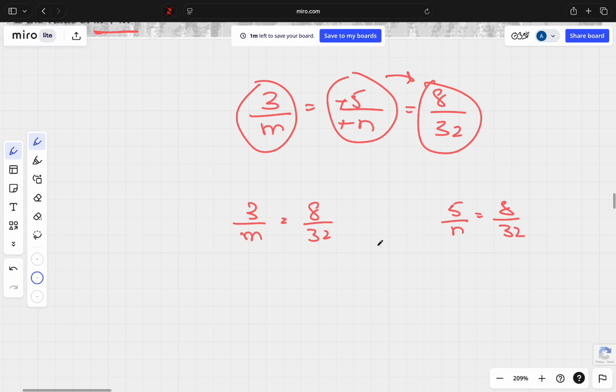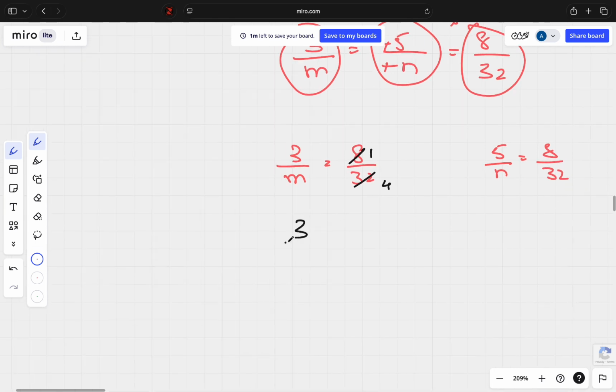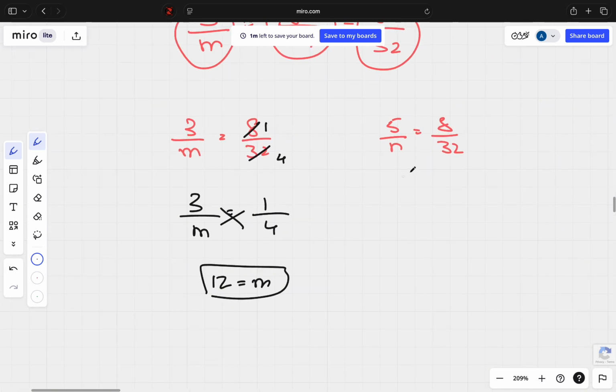Now, in this case, I can simplify 8 over 32 by saying 8 times 1 is 8, 8 times 4 is 32. So that's 3 over m is equal to 1 over 4, which means if you cross multiply, 3 times 4 is 12, and that's going to be m times 1, which is m. M is 12. And same thing here, 5 over n is equal to 1 over 4. Cross multiply, you'll get n is equal to 20.